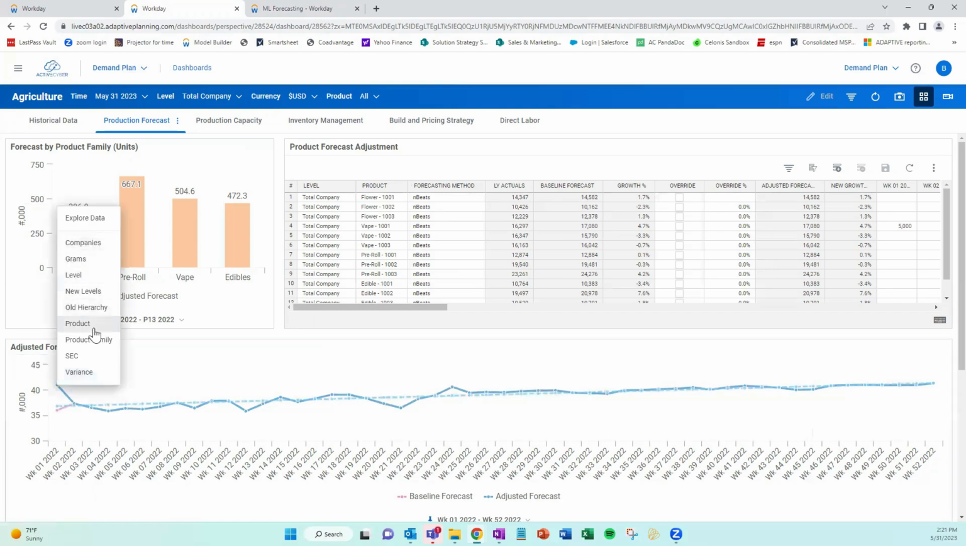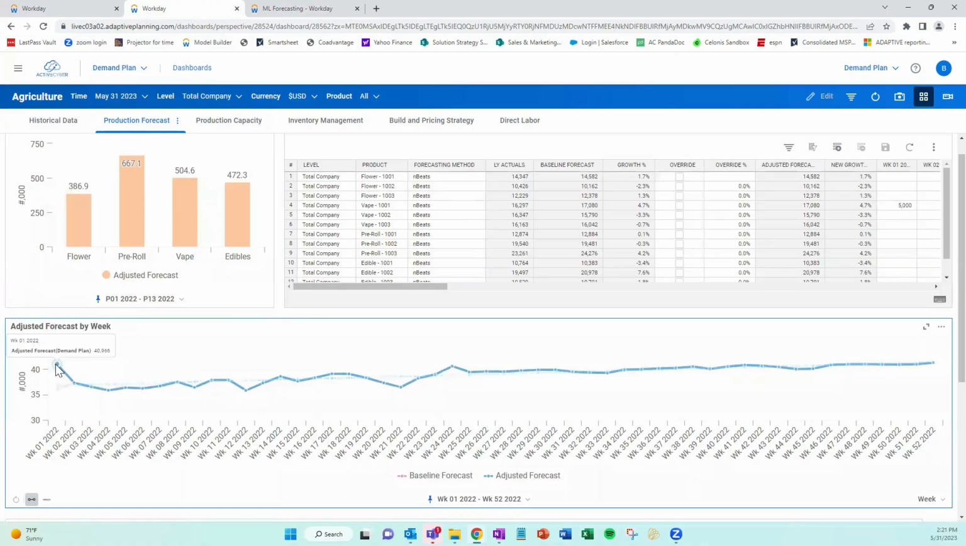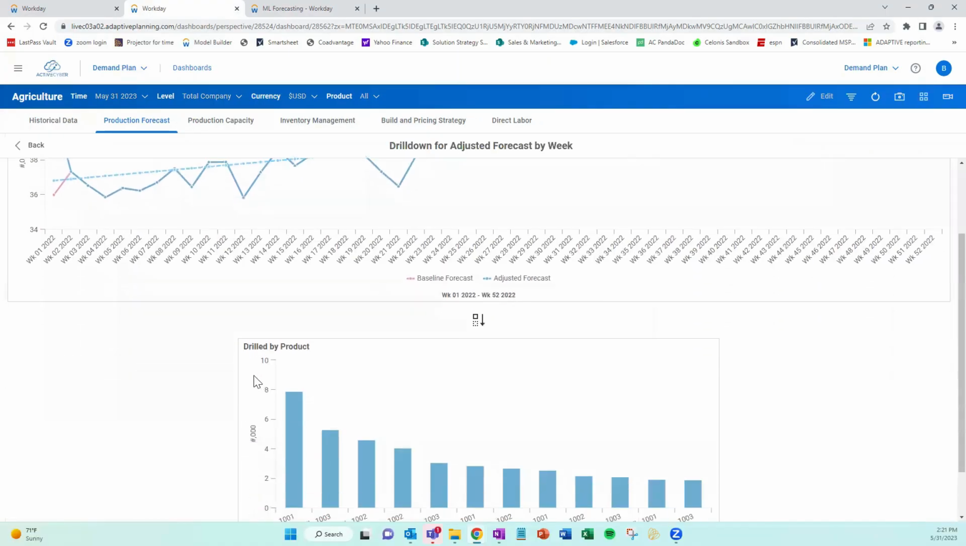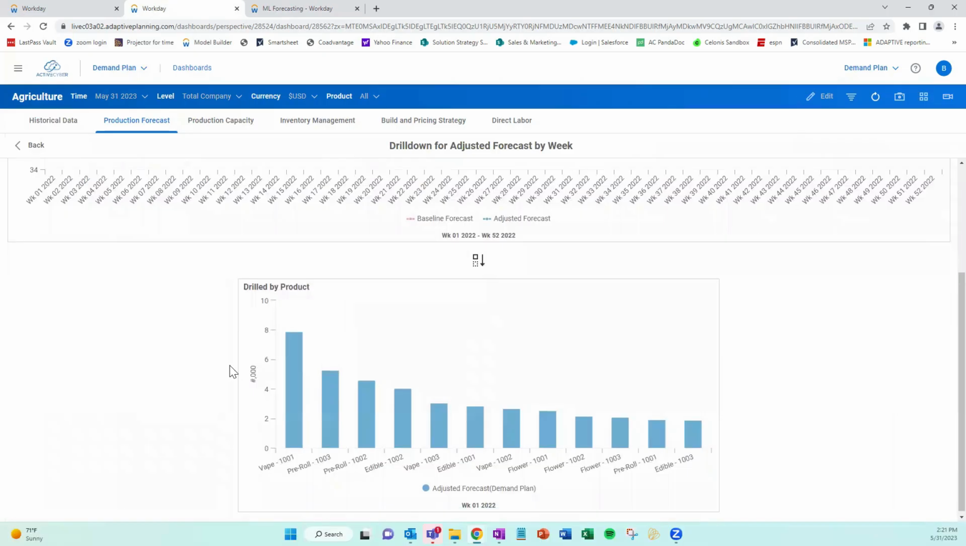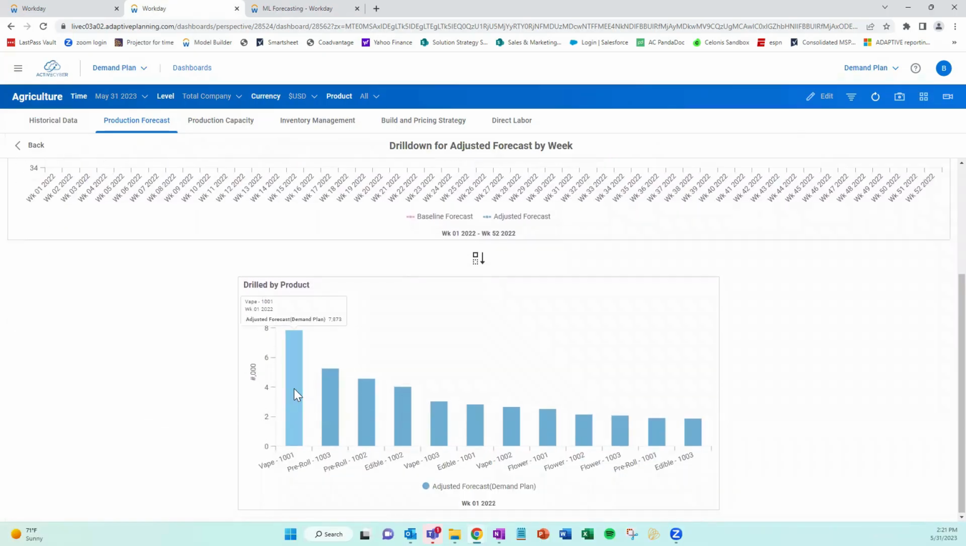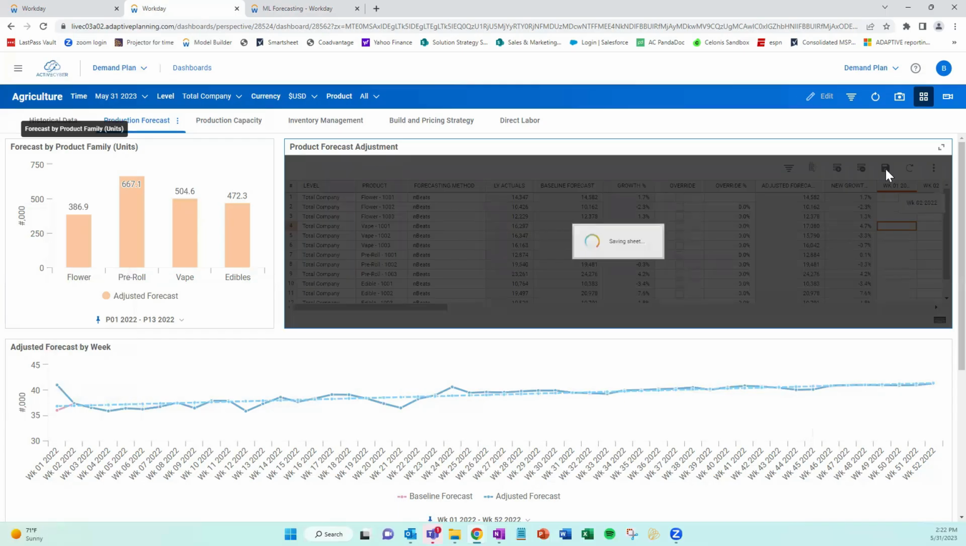We see our week 1 adjusted forecast rocket up. We know that was for our product vape 1001, but maybe we just want to drill in straight from our line chart here. Well, we can click on our week, select our product, and now we see that our vape 1001 is by far the largest product in our adjusted week by week forecast due to that 5,000 unit adjustment entry we made on our product forecast adjustment.